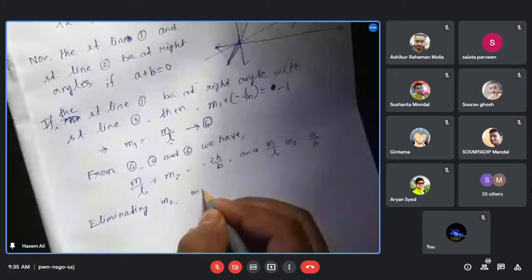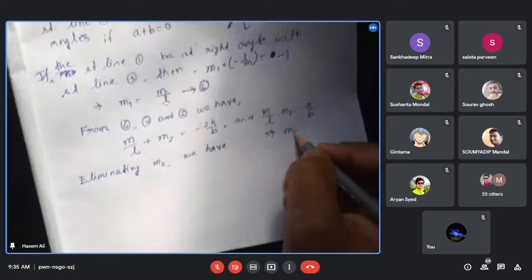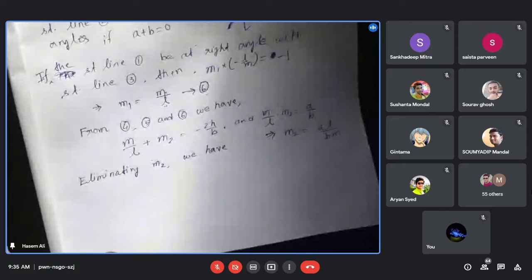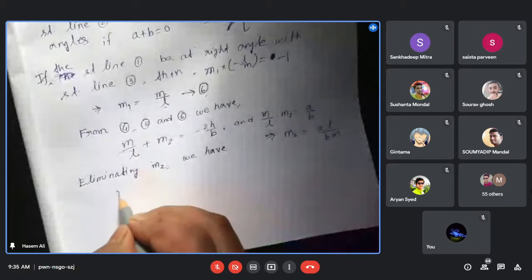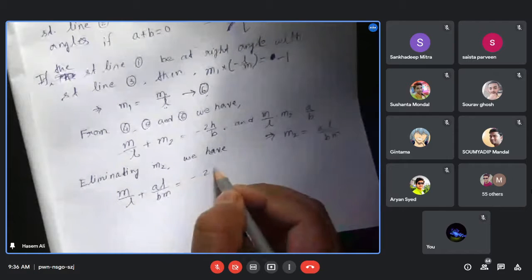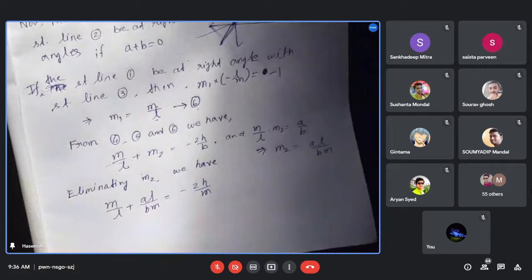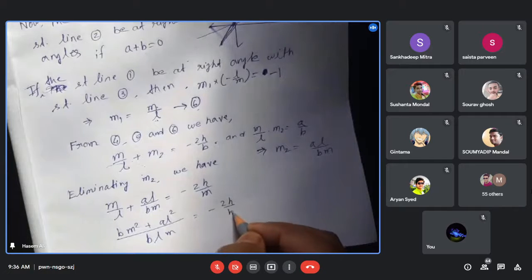Eliminating M2, we have from this M2 equals AL by BM. Then put this in this equation: M by L plus AL by BM equals -2h by B. And by simple calculation, we have AL square by BM square plus AL square by BLM equals -2h by B.